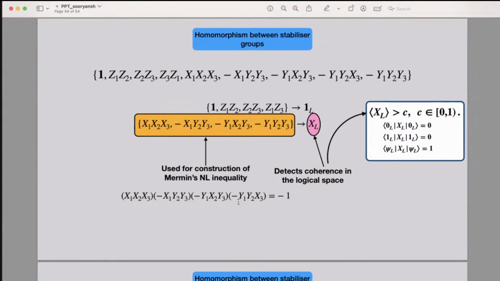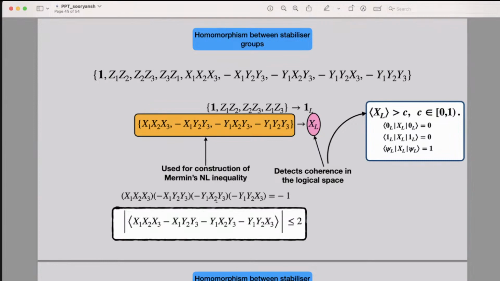So if they are classical numbers and this entire thing is consistent with the local hidden variable model, then at least one of them should have the opposite sign. Only then can the product be equal to -1, because there are four of them. So this leads to an inequality that this sum is bounded by 2. One can check by assigning different values to them of the form 1, -1, -1, -1 or -1, 1, 1, 1, that this modulus is always bounded by 2.